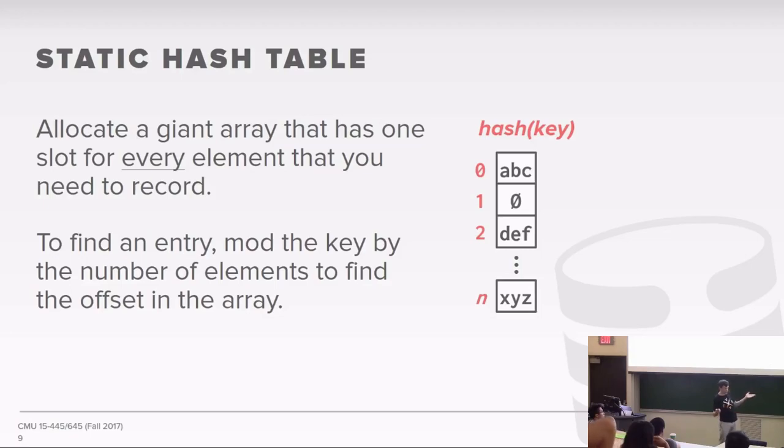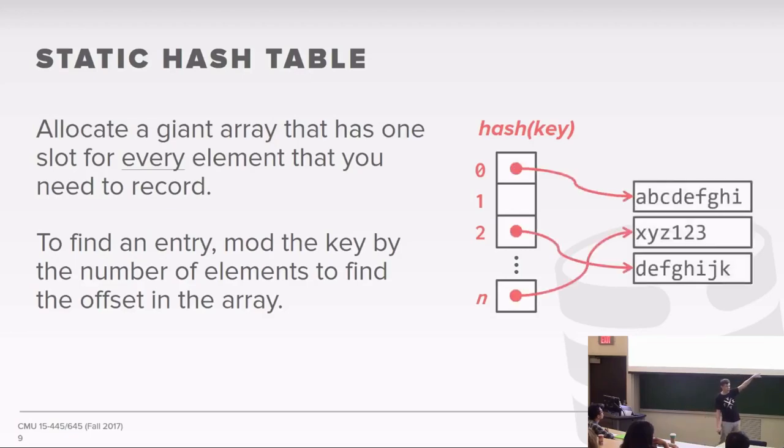But this only works if your elements are fixed length. If they're variable length, then in your array will essentially just be 64-bit pointers to some other memory location that'll actually have the real value that you're looking for. So this is at a high level essentially what we're trying to do. And then we'll show different data structures that can do different things, handle different scenarios, and make different trade-offs to do some things better than another.